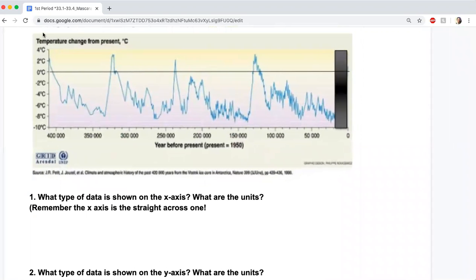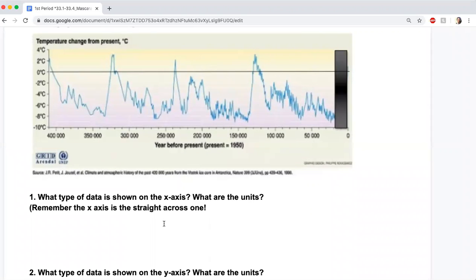So remember, the y-axis is the one that goes straight up and down, and the x-axis is the one that's horizontal. Okay, so we're going to look at this data. It shows years before present. Present equals 1950. So this is 400,000 years, 350,000 years, 300,000 years, 250,000 years.